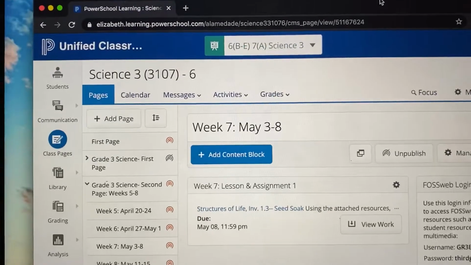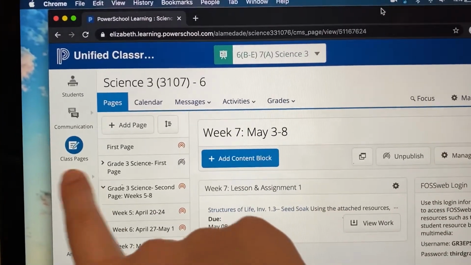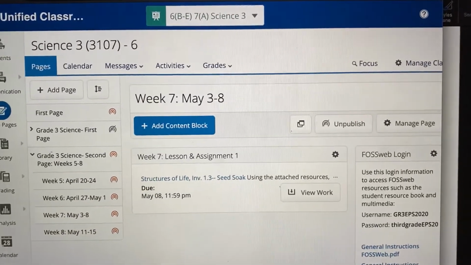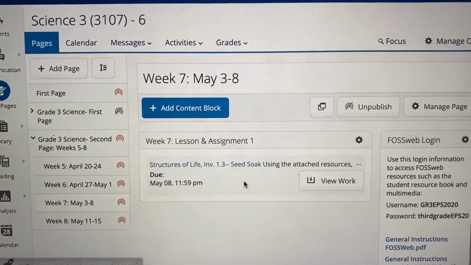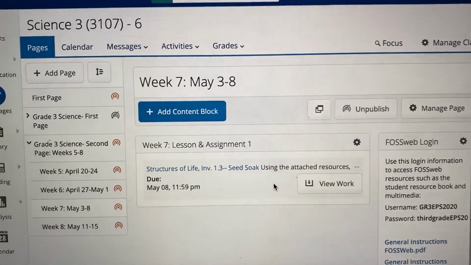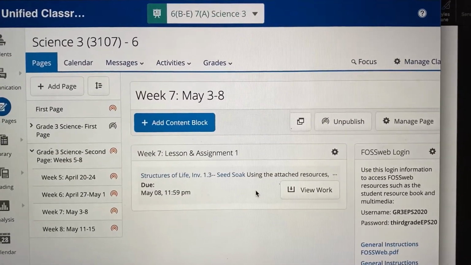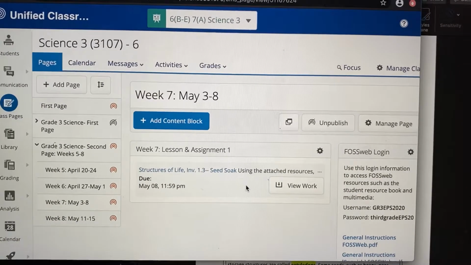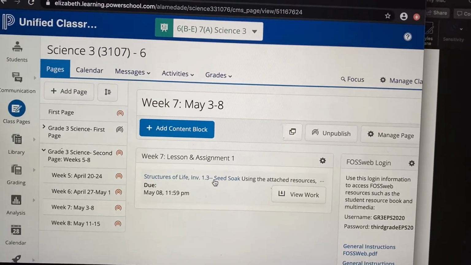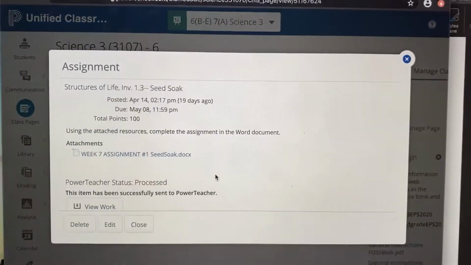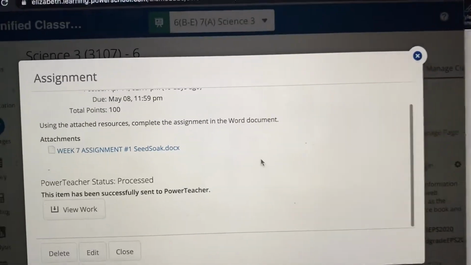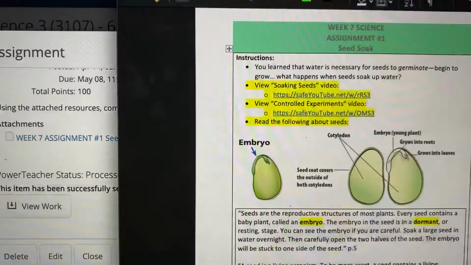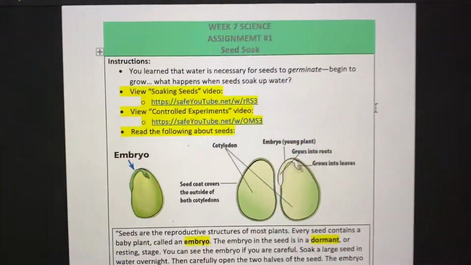Make sure we are on science and we go to class pages and we click on week 7, May 3rd to May 8th. For science, you only have one assignment. It's very simple, so I suggest if you finish it today, then you will not have to worry about science for the rest of the week. When you click on this, you're going to see a link below, and we're still going to be talking about seeds. So this is our assignment for the week.